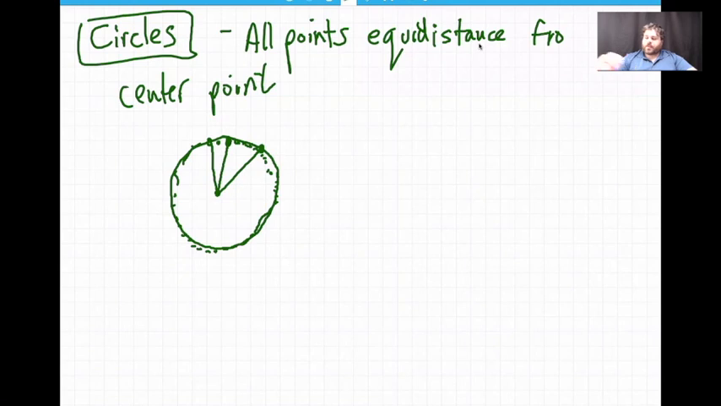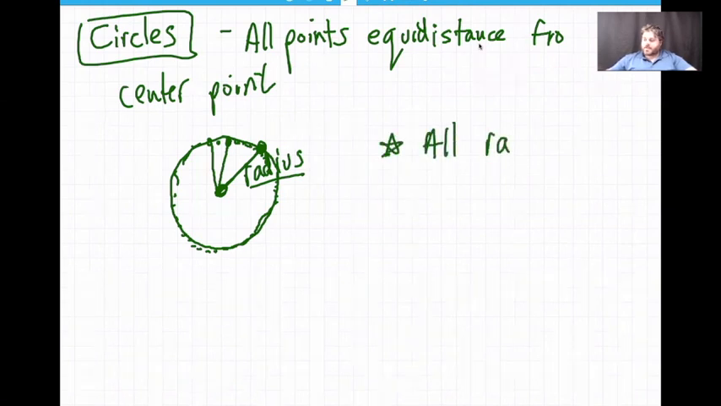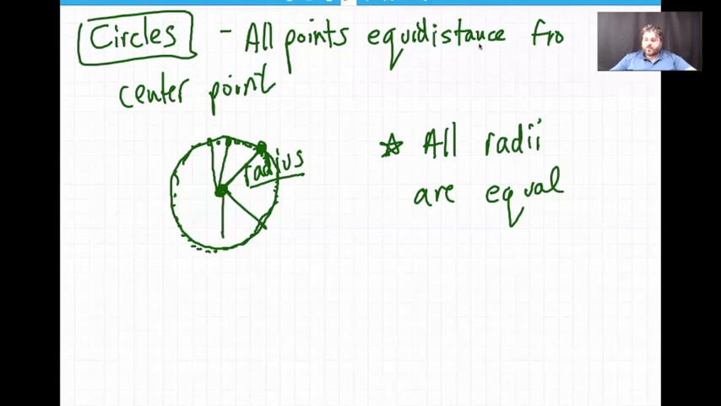Okay. The thing you need to know about the circle is this distance from any point on the outside to the center is called the radius. That's one of our big definitions that you've got to know. It's the distance from the center of the circle to any of those points on the circle. And a big star here: all radii are equal in length. They're all the same. If one of them is 5, they're all 5.